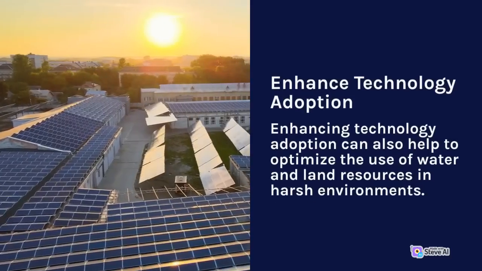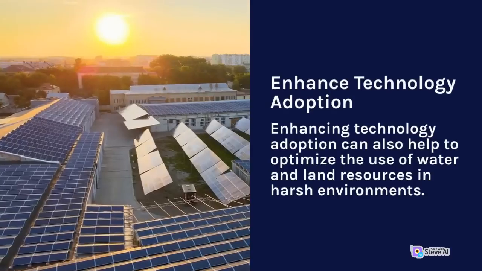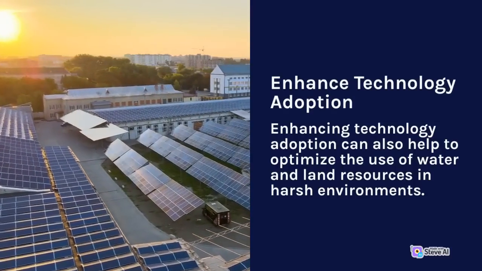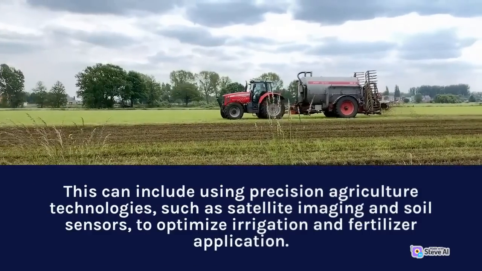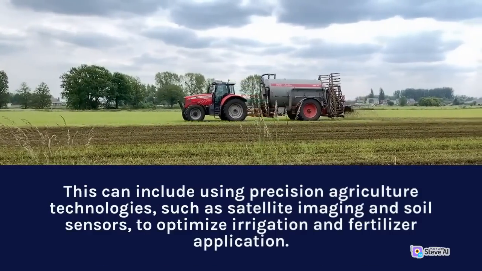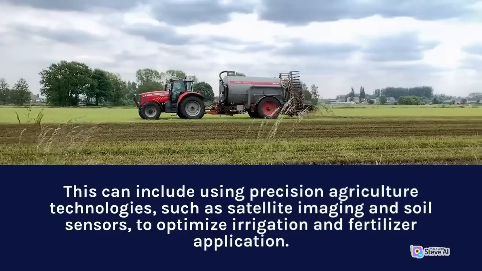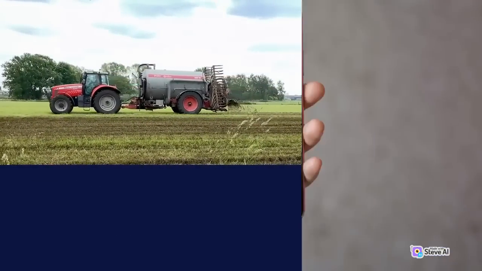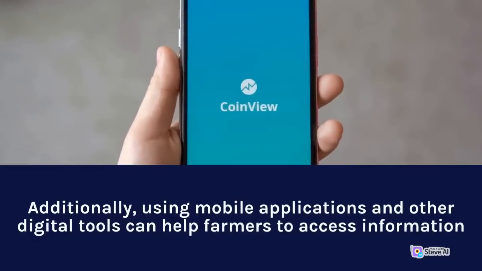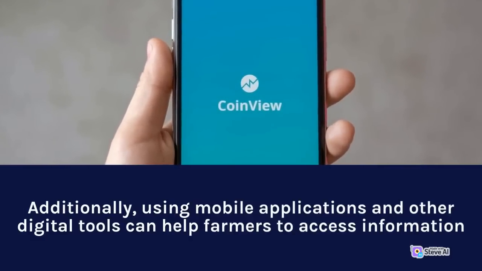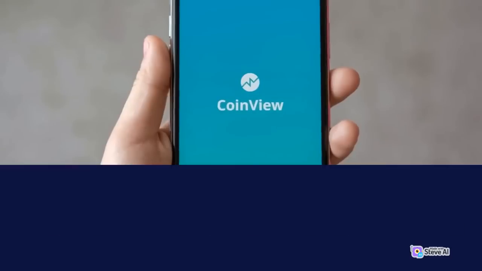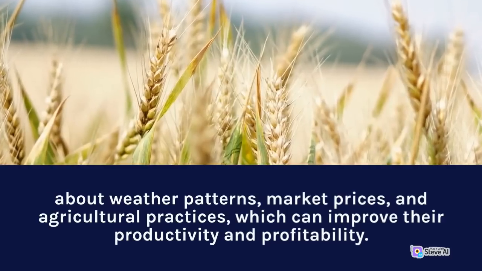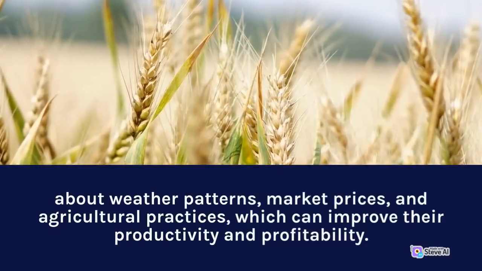Enhance technology adoption. Enhancing technology adoption can also help to optimize the use of water and land resources in harsh environments. This can include using precision agriculture technologies, such as satellite imaging and soil sensors, to optimize irrigation and fertilizer application. Additionally, using mobile applications and other digital tools can help farmers to access information about weather patterns, market prices, and agricultural practices, which can improve their productivity and profitability.